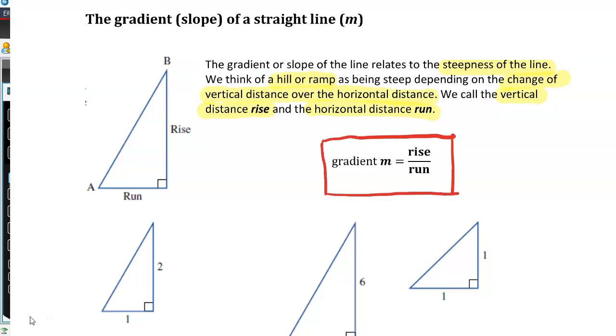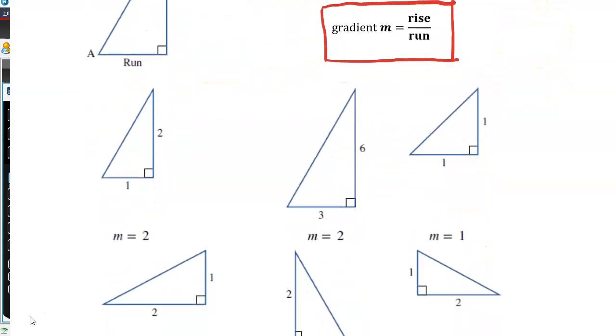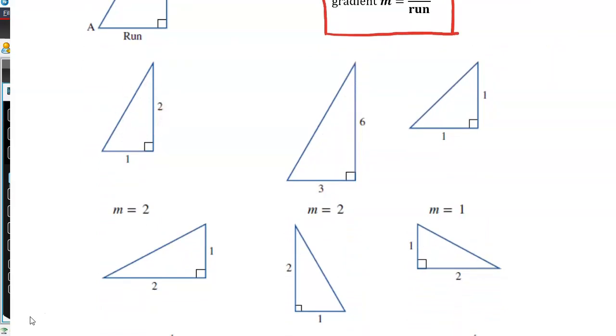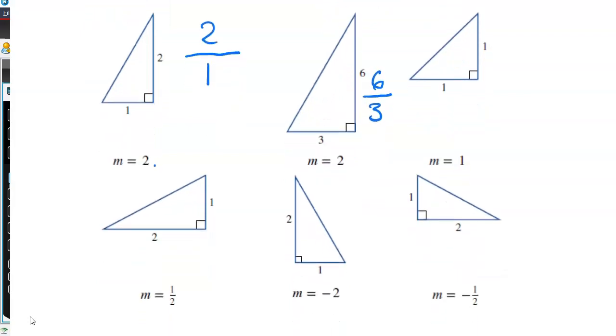Now, I grabbed a few things from the textbook here to help us out. So we can see here that we've got a vertical distance of 2. Our rise is 2. Our run is 1. 2 divided by 1 is 2. So that's our gradient of 2. Here, I've got a rise of 6, a run of 3. 6 divided by 3 is 2.